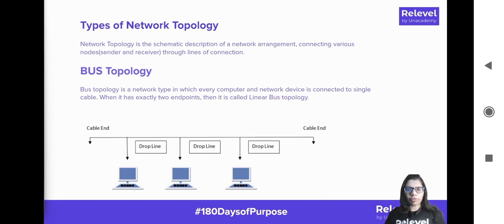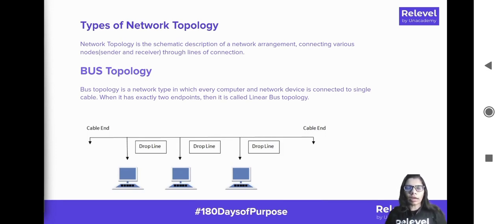So let's start with our first network topology, that is bus topology. So what is bus topology? It is a network type in which every computer and network device is connected to a single cable. It transmits the data from one end to another in a single direction. No bidirectional feature is there in bus topology. It is a multi-point connection and a non-robust topology because if the backbone fails, the topology crashes.